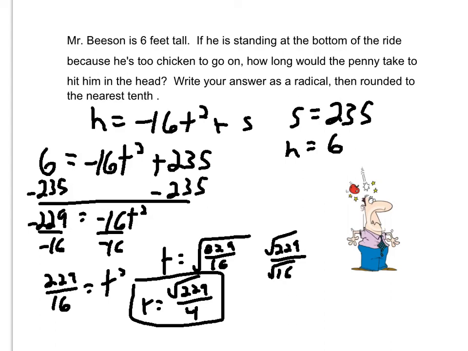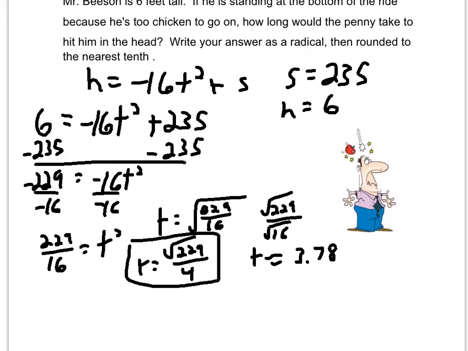So again, it's okay to use my calculator. I'm going to take the square root of 229, which is about 15.1327, and I'm not going to round it off yet. Okay, I'm going to take that answer and divide it by 4. Okay, and here I get t is about 3.78. So again, that rounds off. It's still going to take about 3.8 seconds to hit Mr. Beeson in the head. So that 6 feet doesn't make a whole lot of difference. But it makes the problem a little funnier.